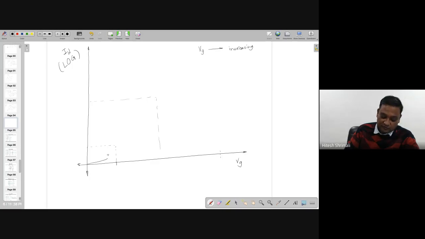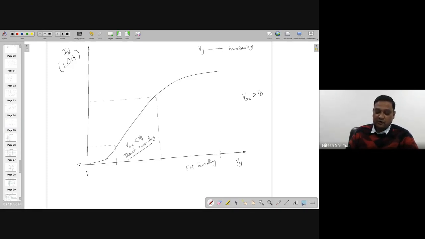So if you draw the current plot, it looks something like this, where if you apply a very high voltage, beyond some required voltage, then it's under FN tunneling, and FN tunneling is decided by the one fact that VOX is greater than VB. If VOX is less than VB, then you are not in FN tunneling, but in direct tunneling. Notably, this is not required in our case. We require the FN tunneling so that you can program the value and keep it underneath the floating gate.